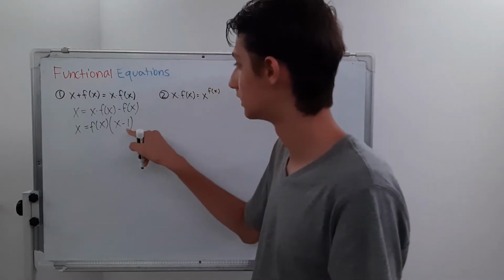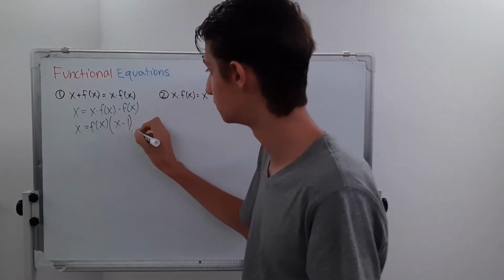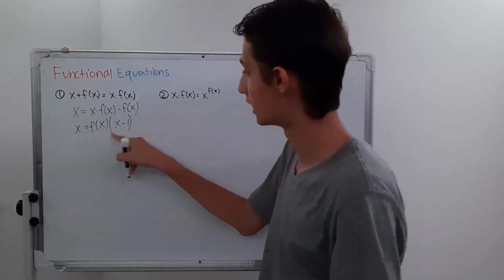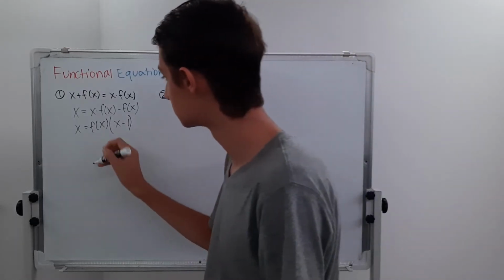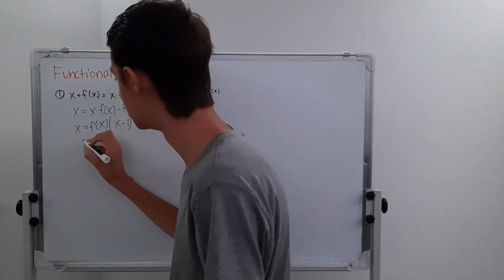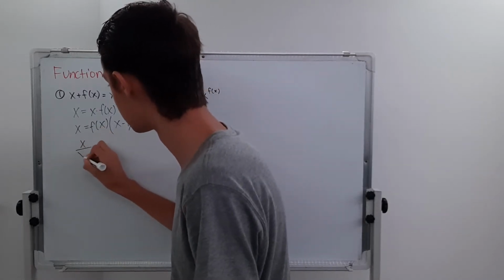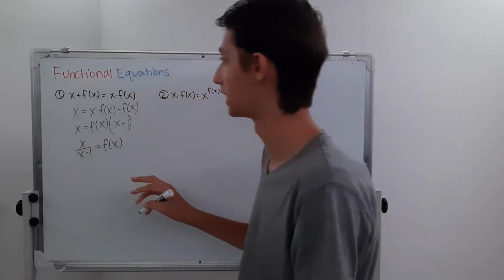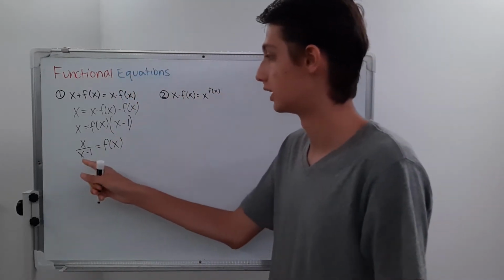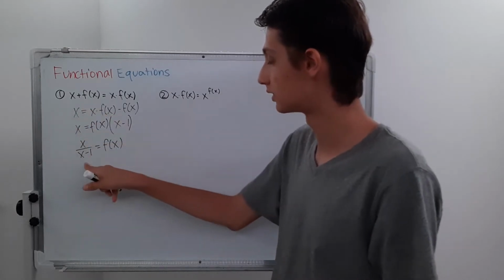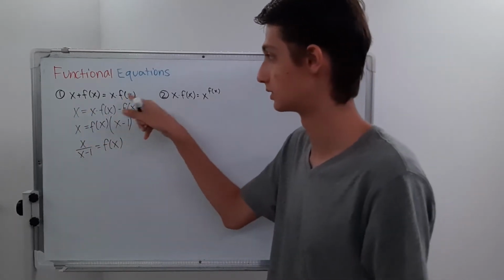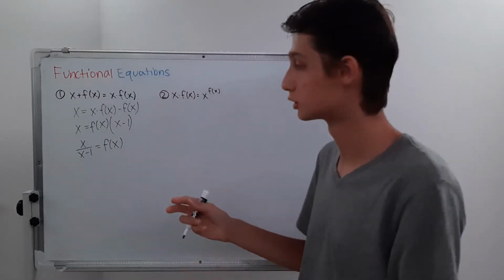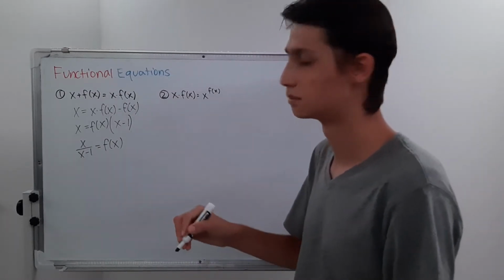Now note that these parentheses don't mean it's f of x minus 1, it just means it's f of x times the quantity x minus 1. So we just divide both sides by x minus 1, and we can say that x divided by x minus 1 is equal to f of x. And you can check if it satisfies. So you could say, okay, well, x plus x over x minus 1, is that equal to x times x minus x over x minus 1? And you'll see that that is true. So that was pretty easy.